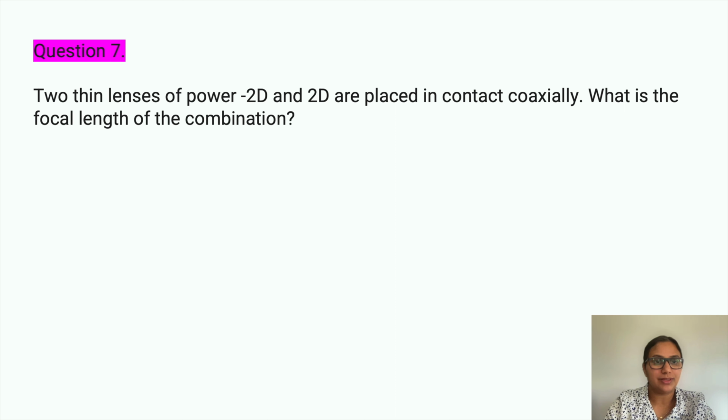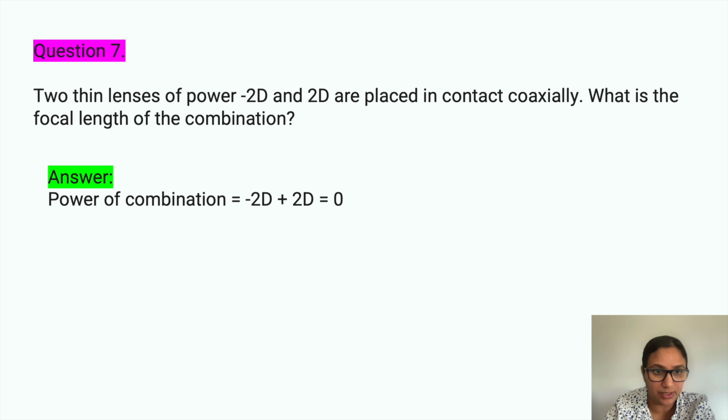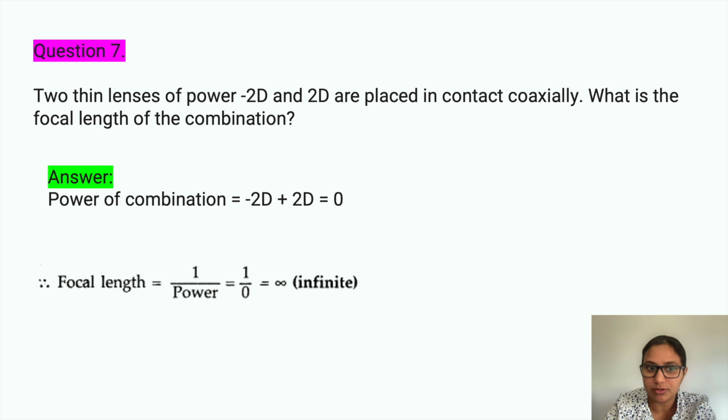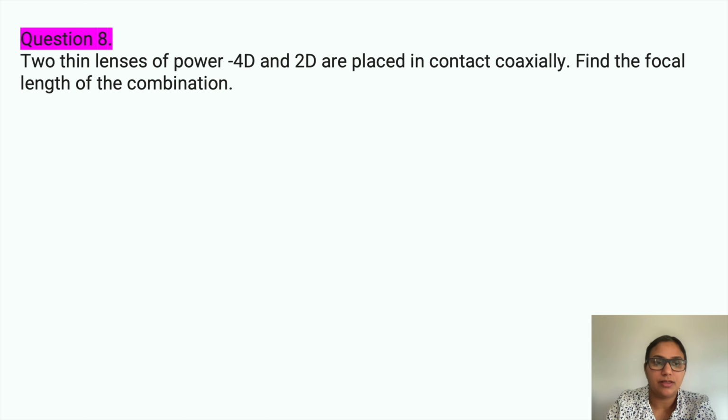Next question. Two thin lenses of power minus 2D and 2D are placed in contact coaxially. What is the focal length of the combination? What is the formula here? We know that power is equal to 1 by F, or F is equal to 1 by P. So the power of the combination, minus 2D plus 2D, will give you what? 0. Then focal length is 1 by power, 1 by 0, which is equal to infinity. So the focal length of the combination is what? Infinite.